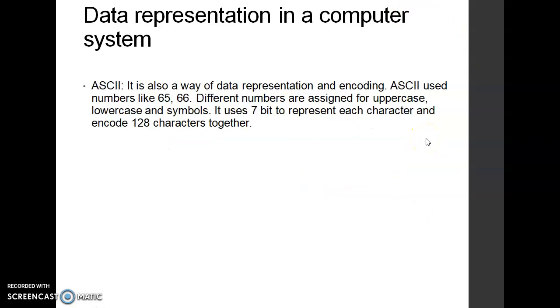For ASCII code, it is also a way of representation and encoding data. ASCII code used numbers like 65, 66. Different numbers are assigned for uppercase, lowercase and symbols. It uses 7 bit to represent each character and encode 128 characters together.